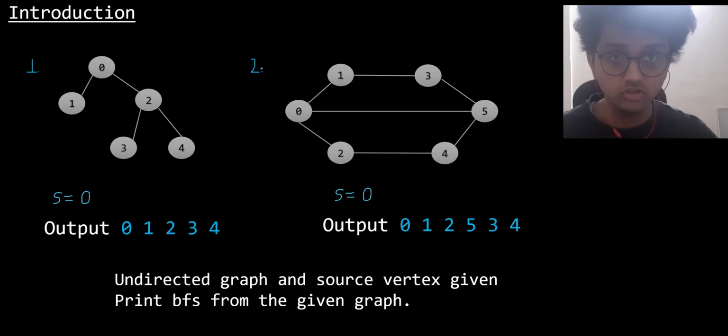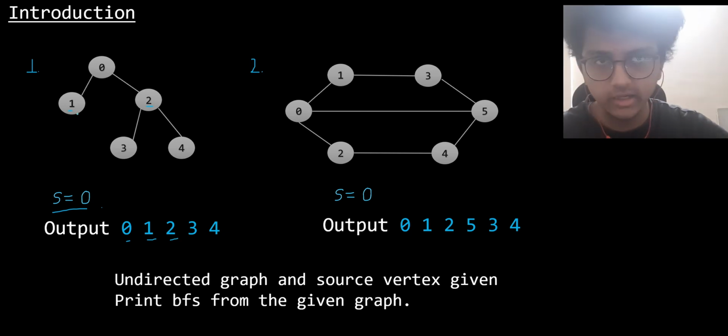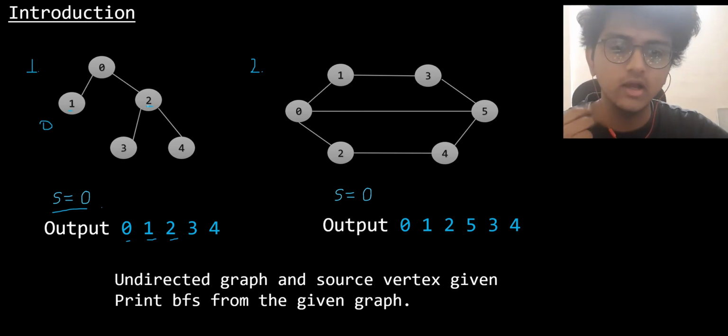Introduction of breadth first search algorithm. As you can see in the first example, an undirected graph is given to us. It is a non-cyclic graph and our task is to do BFS from the source vertex 0. Breadth first search is similar to a level order traversal. First, we will print the source vertex and then all its neighbors. 1 and 2 are its neighbors, so we will print 1 and 2. Then we will print their neighbors. 1 has no neighbors and 2 has two neighbors, 3 and 4, so we will print 3 and 4.